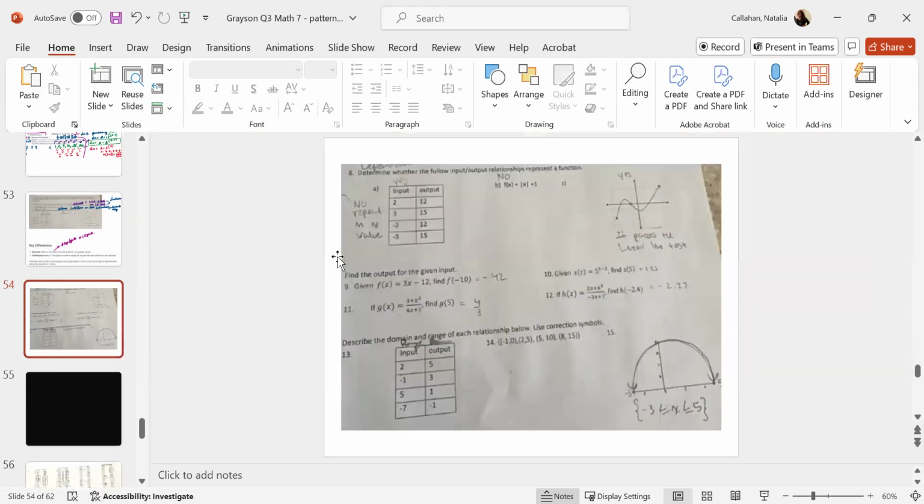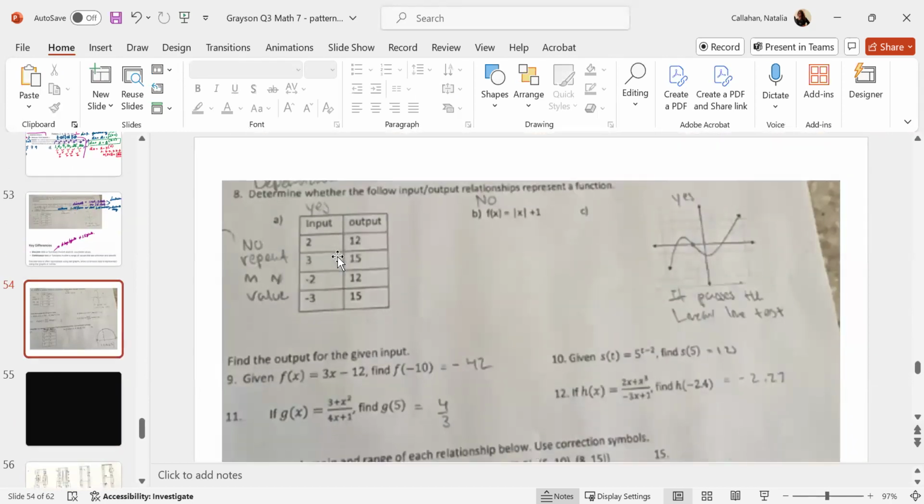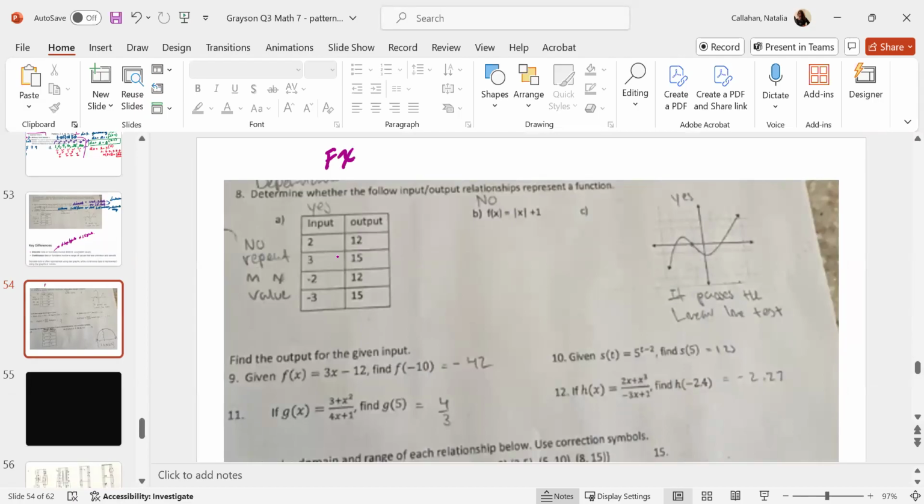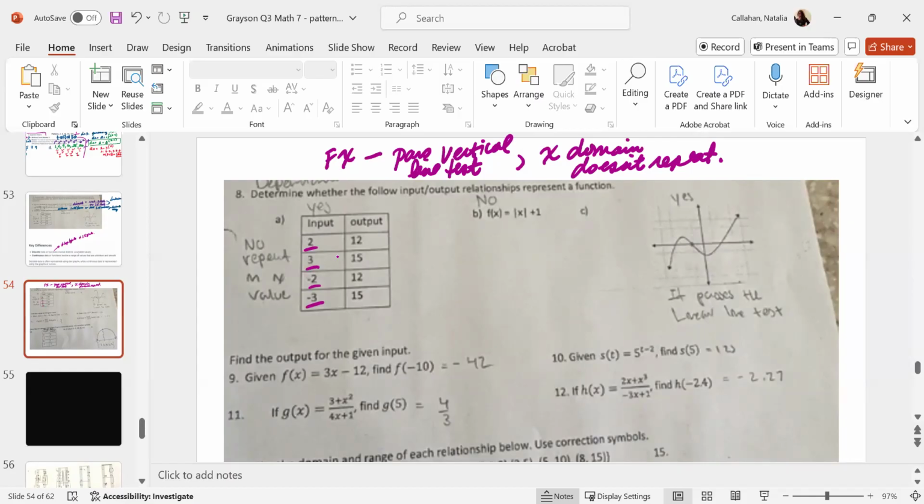Remember we talked about function. It's the vertical line test, right? The x does not repeat, right? So for a function, you have to pass the vertical line test, right? The x for the domain doesn't repeat, right? So looking over here, 2, 3, -2, -3. So is it a function? Yes, function. Make sure, don't just put yes, put yes, it's a function.